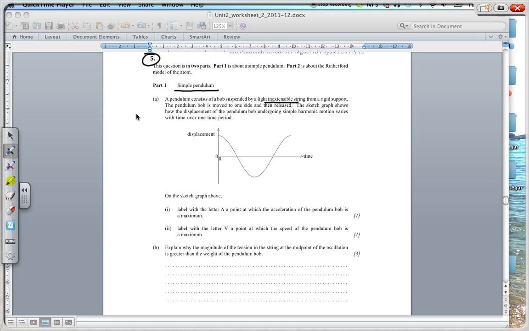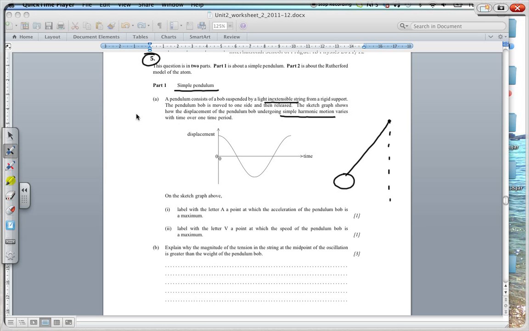So basically we've got this situation where you've got your pendulum here, and if that's the vertical position, this is the release point over here. The sketch graph shows how the displacement of the pendulum, which undergoes simple harmonic motion, varies with time over one time period. Now, we haven't yet done simple harmonic motion. We do that in Unit 4, so this is a bit of an extension. But I won't go through the whole question because some of it relates specifically to that section.